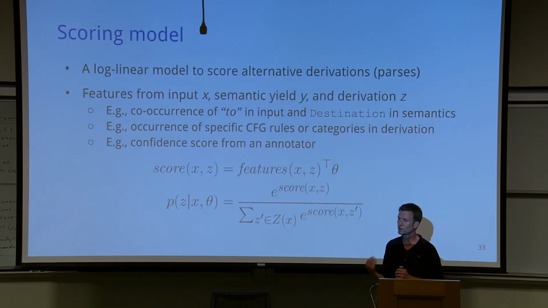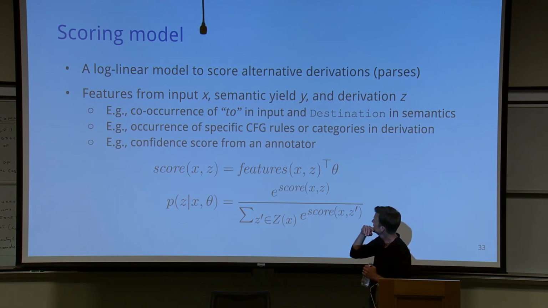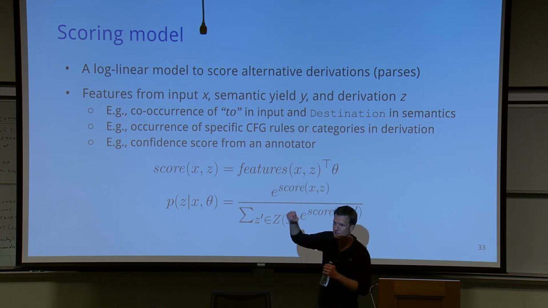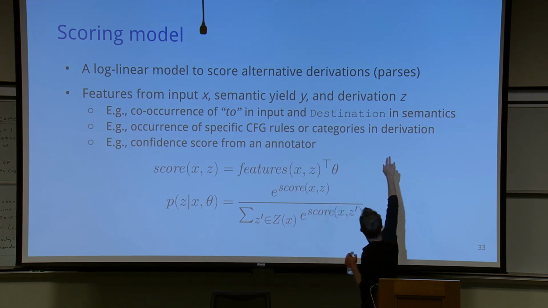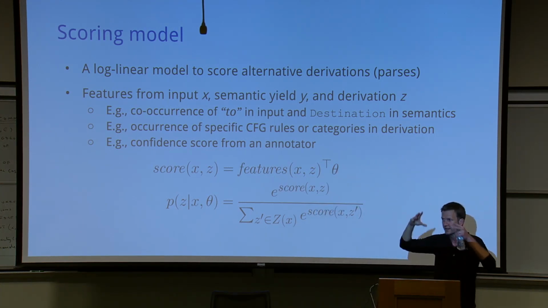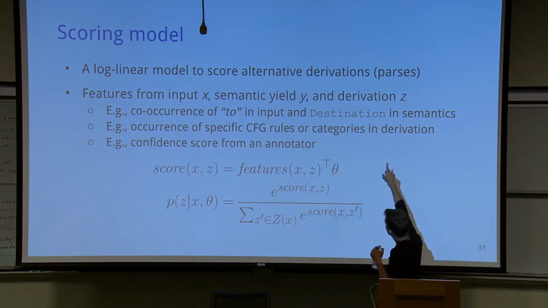The answer is with a scoring function. We need a way to score the different candidates so that we can figure out which one is the most plausible. One approach to doing that is with a log linear model to score alternative derivations. A little bit of terminology here. I'm going to call the input, that is the natural language query, X. I'm going to call the derivation, or parse, that is the syntactic parse tree with all of its semantic attachments, Z.